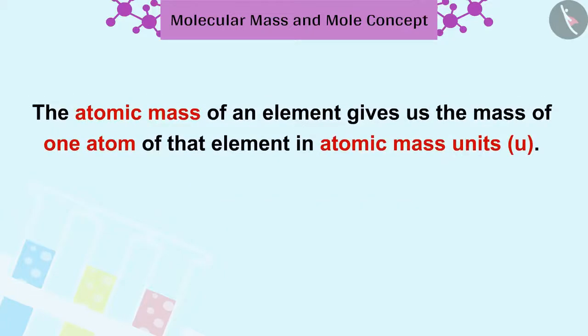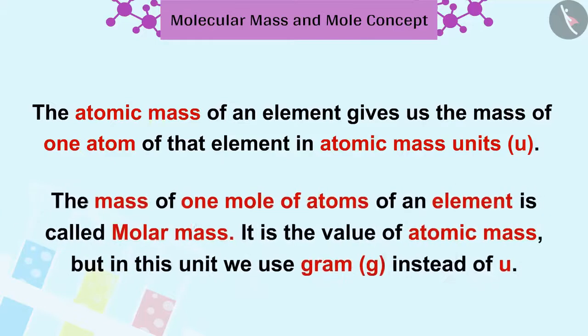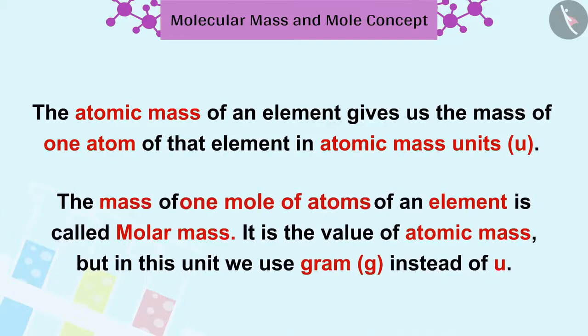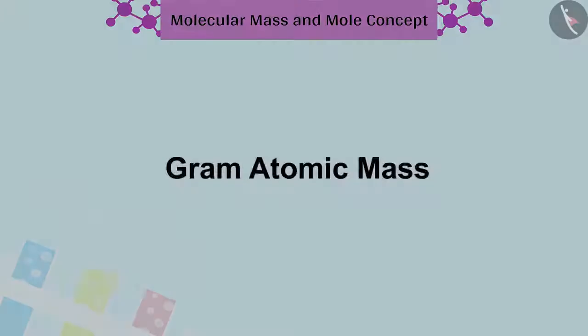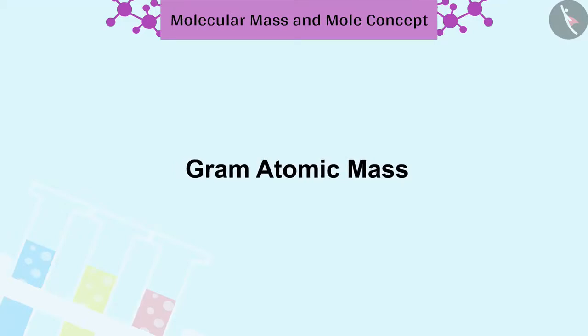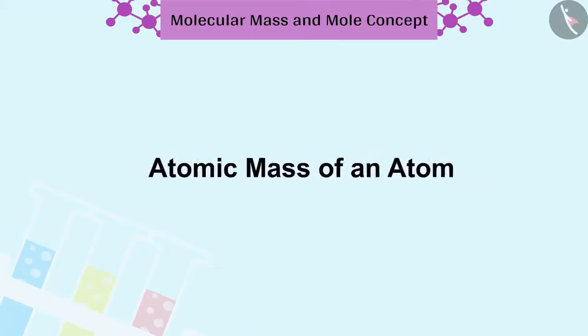The atomic mass of an element gives us the mass of one atom of that element in atomic mass units, U. In the same way, the mass of 1 mole of atoms of an element is called molar mass. It is the value of atomic mass, but in this unit we use gram, g, instead of U. We also call the molar mass the gram atomic mass of an atom.